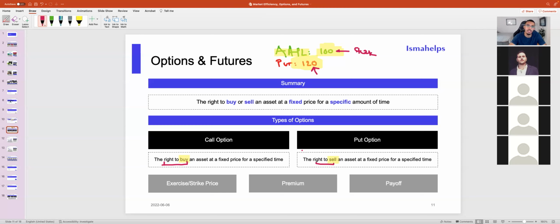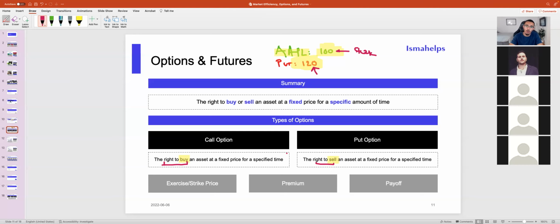The premium is something that you may or may not see on your exam, but essentially, it's the price you have to pay up front to have the right to sell or buy an asset at a fixed price for a specific amount of time. You can't just do this for free. Life is not that cool. There's a price to taking risks. There's a price to making money, right? There's a cost of doing business. So for that reason, that's a premium.